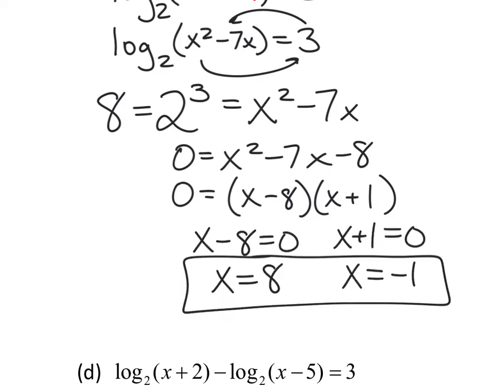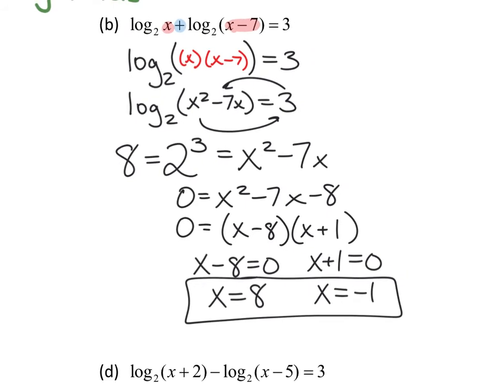I have my solutions for this logarithmic equation, but I need to double check that neither of them are extraneous. So we're going to go back to the original arguments. There's 2 of them. You have that red argument, I highlighted it red, x, so x is 8. Is 8 greater than 0? Yes. And then I have 8 minus 7. Is 8 minus 7 greater than 0? Yes.